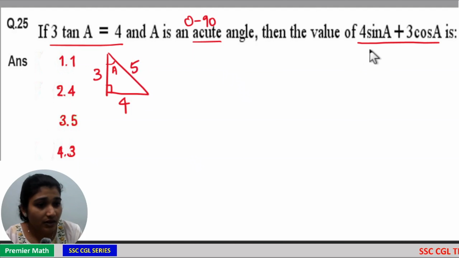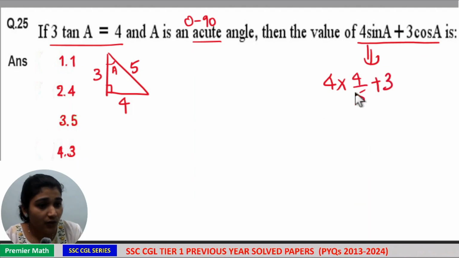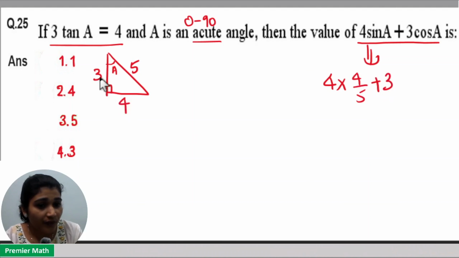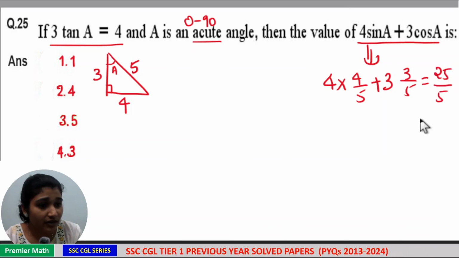Then from this, 4 sin A means 4 into sin A, which is opposite side by hypotenuse, that is 4 by 5, plus 3 cos A, meaning cos A is equal to adjacent side by hypotenuse, that is 3 by 5. Now this is equal to, here 16 plus 9 is equal to 25. 25 by 5 is equal to 5. Option 3 is your answer.